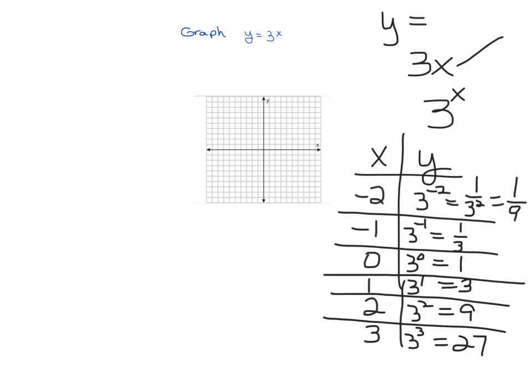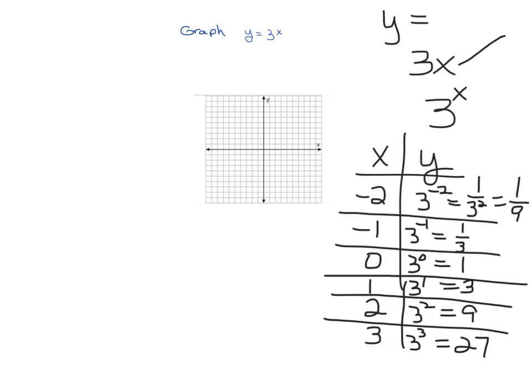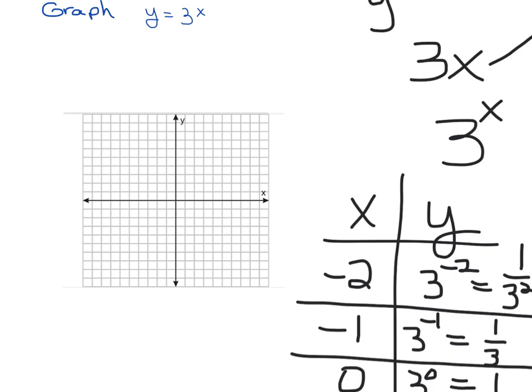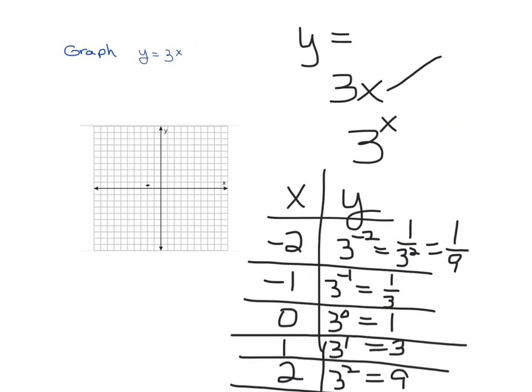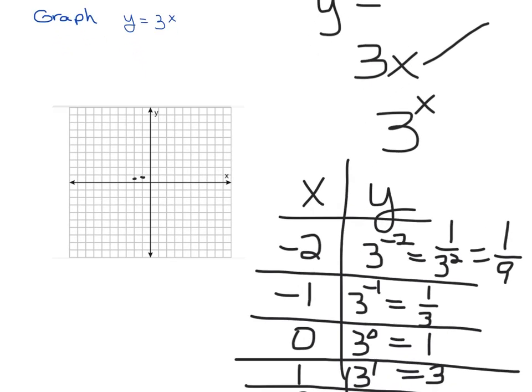So for example, I'm going to take these ordered pairs, and it's going to be -2, 1/9. So I would come over here, and again, it's really close to the x-axis. So I could put it right about there. And then -1, 1/3, maybe a little bit higher. And then 0, 1. And then 1, 3. And then it goes up really fast now, and it's at 2, 9.